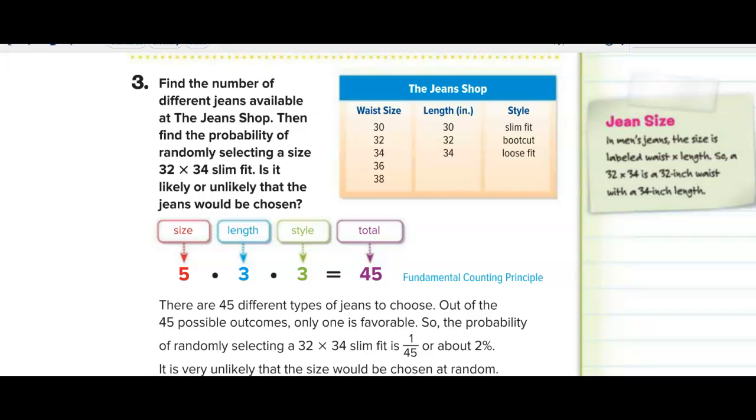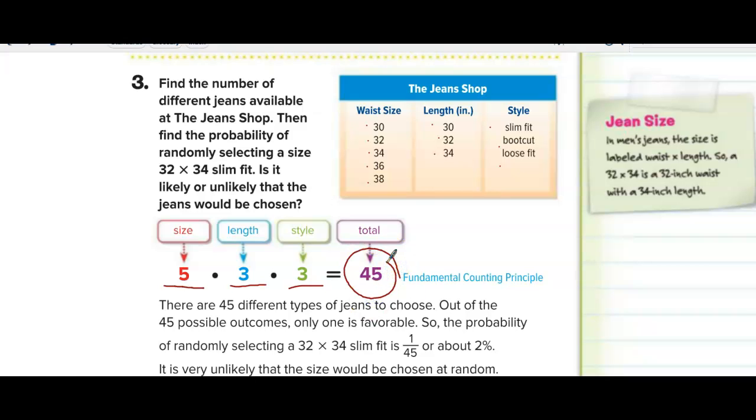So how many options do you have for your size? 5. 1, 2, 3, 4, and 5, right? So 5. How many options do you have for the length? 3, right? 1, 2, and 3. How many options do you have for style? 3. Okay, so 5 times 3 is? 15. Times 3 again is? 45. So that's how many total options you have.